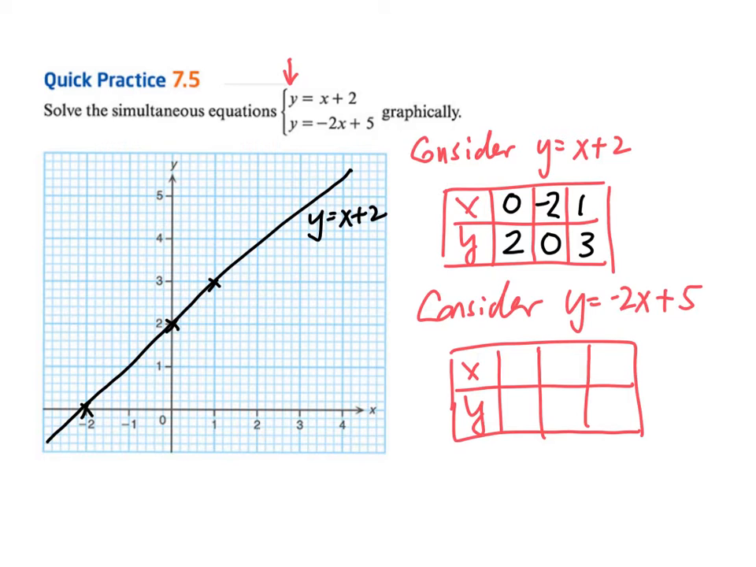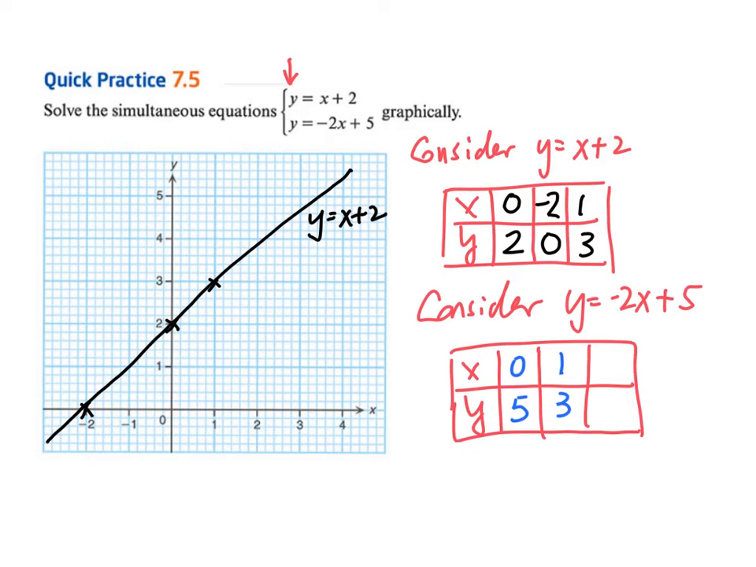And then for the second straight line, y equals negative 2x plus 5. So again, I can substitute points that I like. I will choose x equals 0, so y will be equal to 5. And then I would choose 1. Negative 2 plus 5 would be equal to 3.